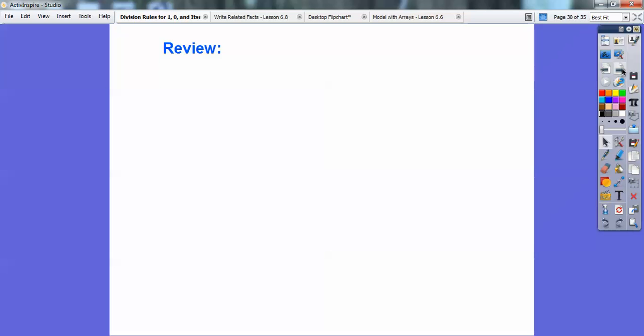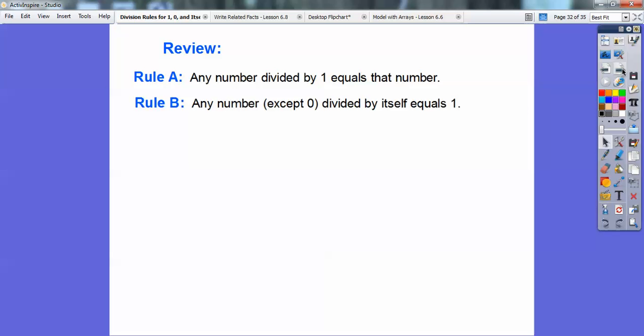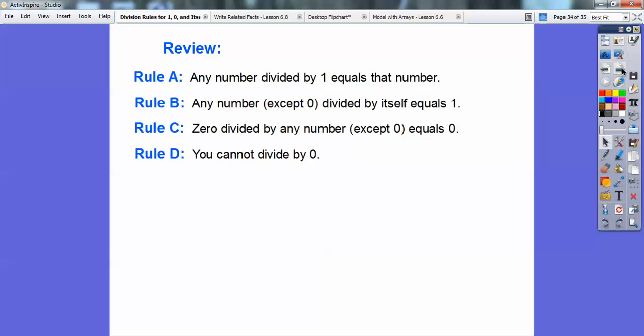Okay, so a quick recap on what we just did. Any number divided by 1 equals that number itself. Any number divided by itself equals 1. 0 divided by any number equals 0, and you cannot divide by 0 on any of that, okay?